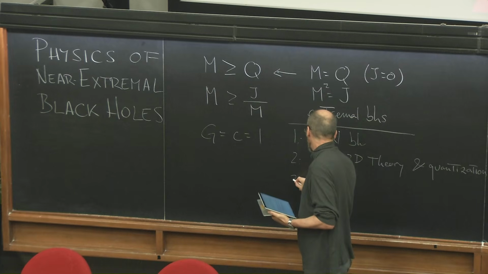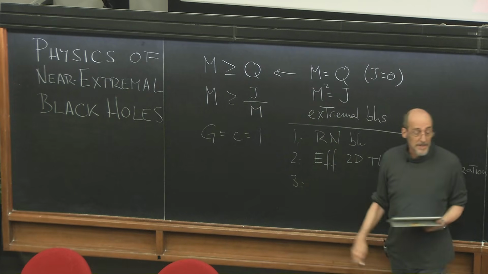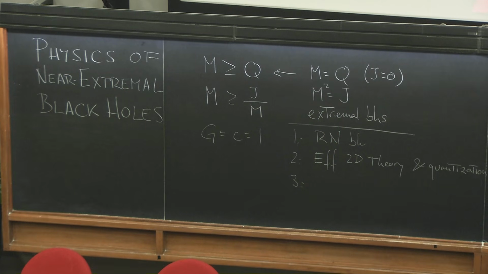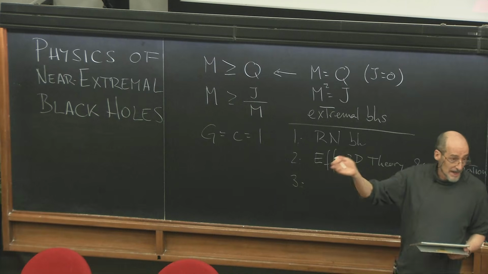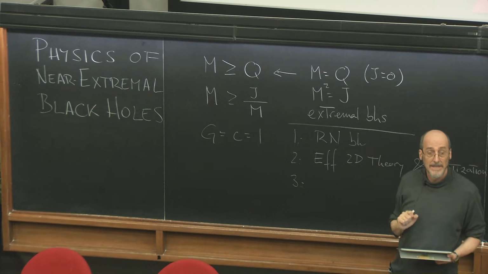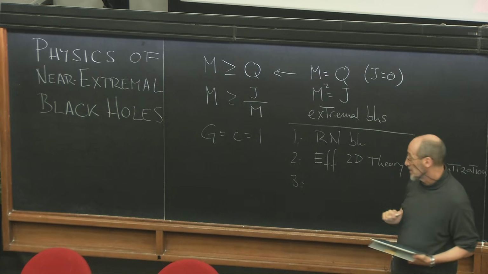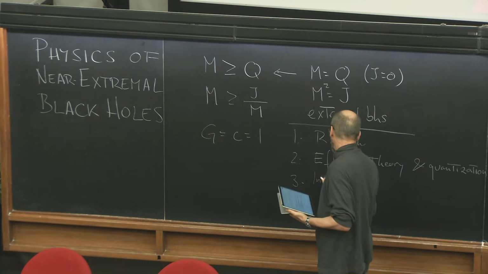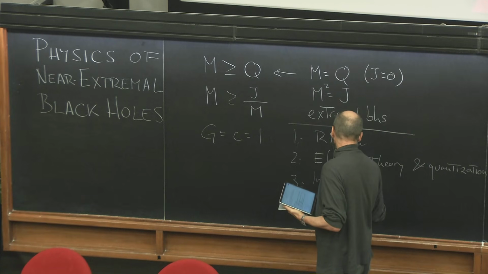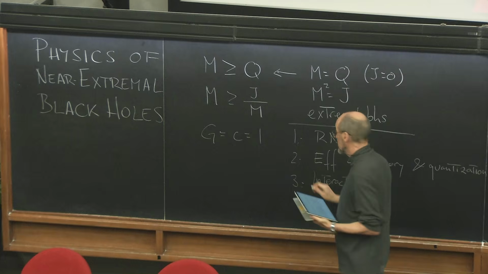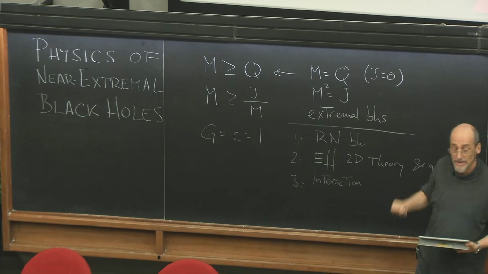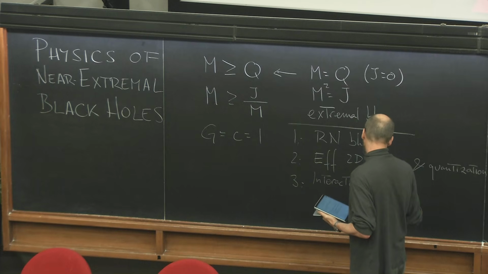Then the third lecture will be about the interaction of these black holes with radiation. That will be emission and absorption. Emission, we will see that the original Hawking calculation of emission of radiation will be drastically modified by these effects, by close to extremality.